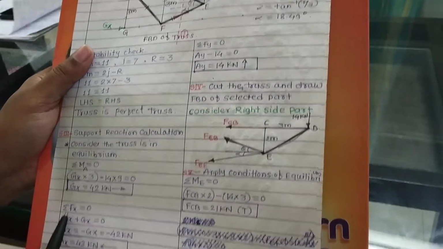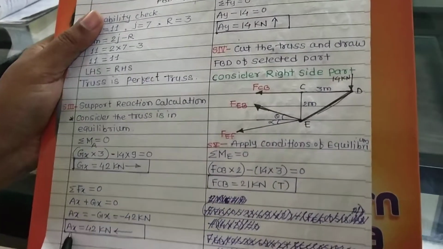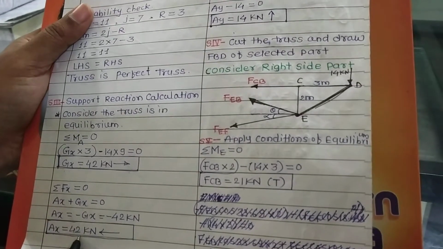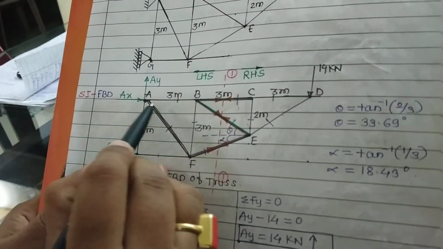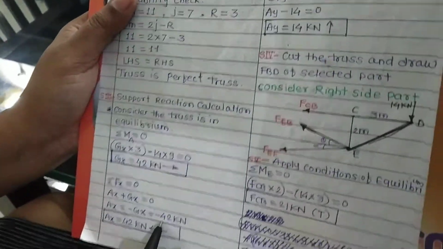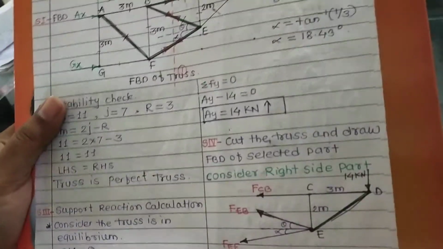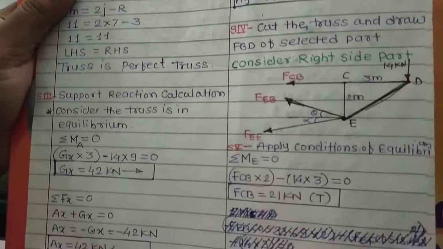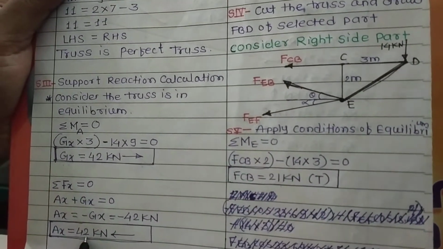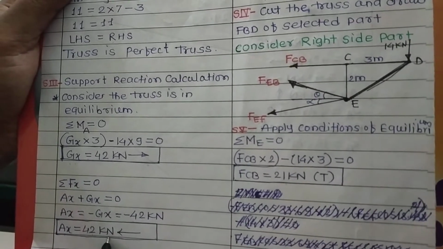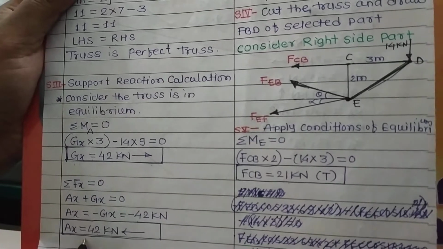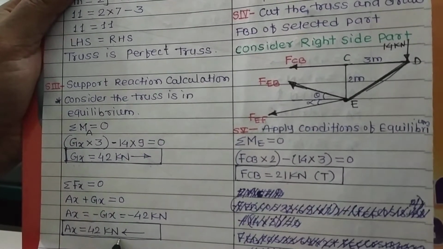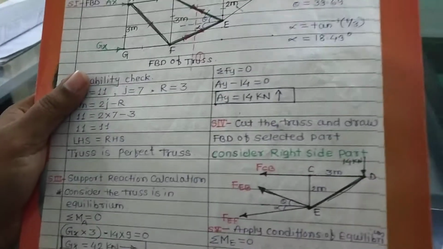Summation Fx equals 0. When I sum all the forces along the x direction, I get Ax. Ax is the force acting at point A, and its direction I assumed rightward. But the answer for Ax comes out negative. It means that the magnitude of the Ax force is correct, but the direction we assumed is wrong. We need to correct it. The corrected direction of Ax is towards the left with magnitude 42 kilonewton.